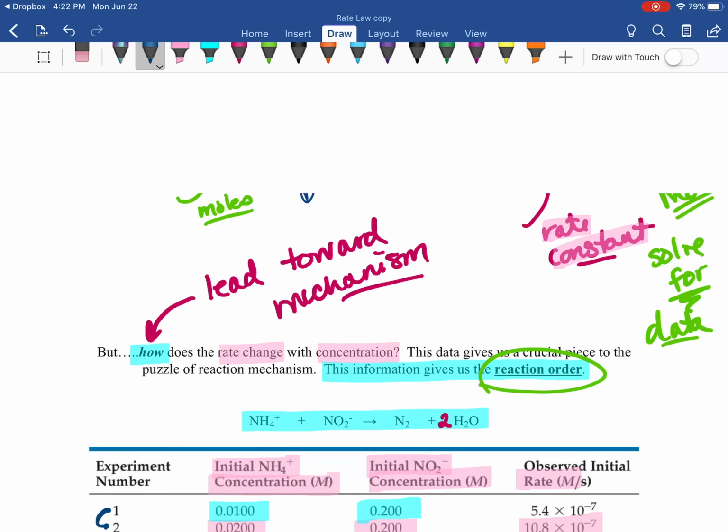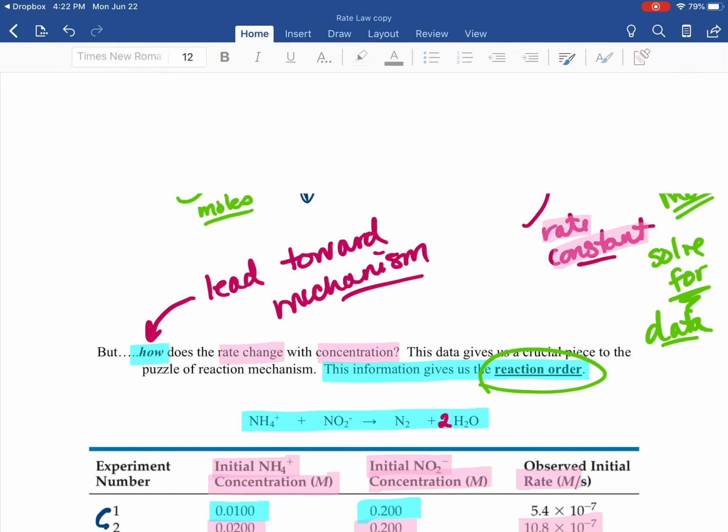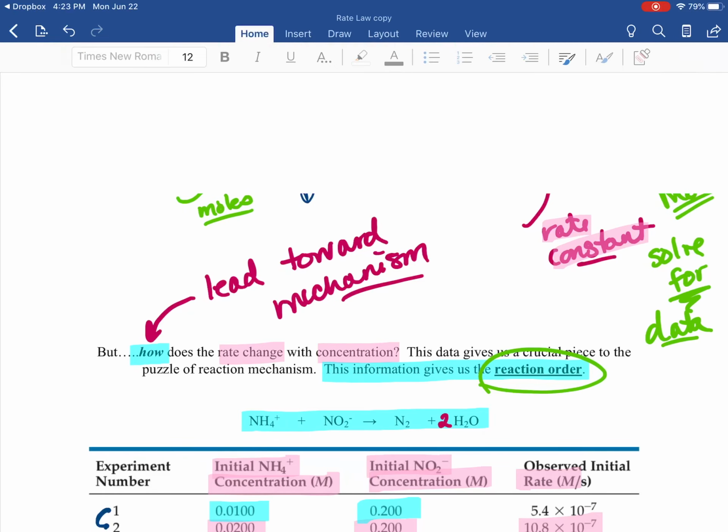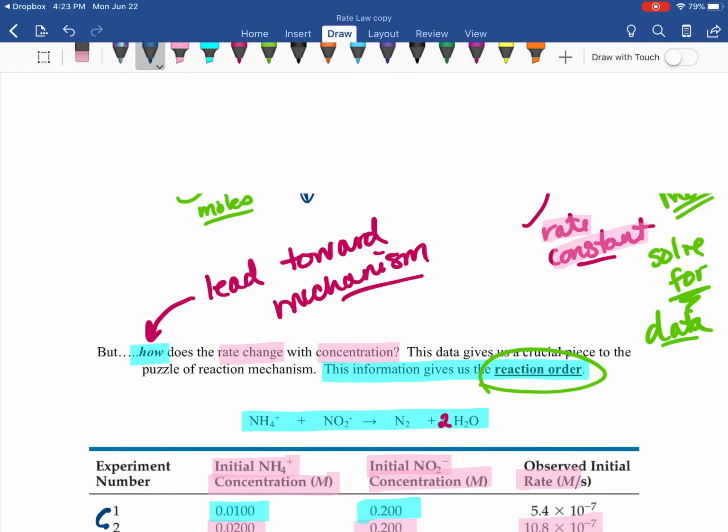Wow, I just hit something and my screen just froze everything. Okay, for some reason my screen is frozen. I may have to stop and start again.